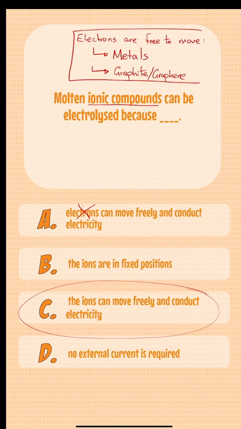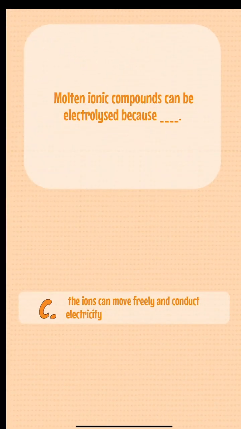Okay, so remember these three things. These two conduct electricity because they have free moving electrons, while ionic compounds have free moving ions. Not diamond. Diamond doesn't have any free moving electrons, so it doesn't conduct electricity. So the answer to this question is C: ions are free to move and can conduct electricity.